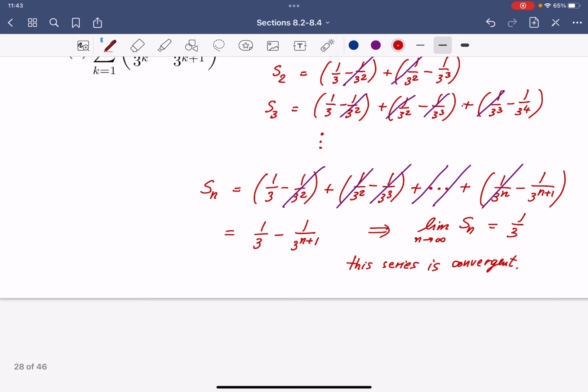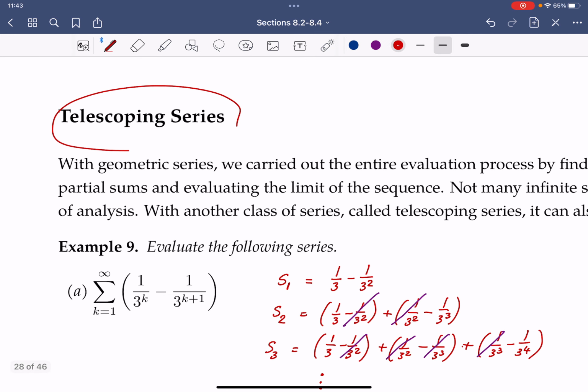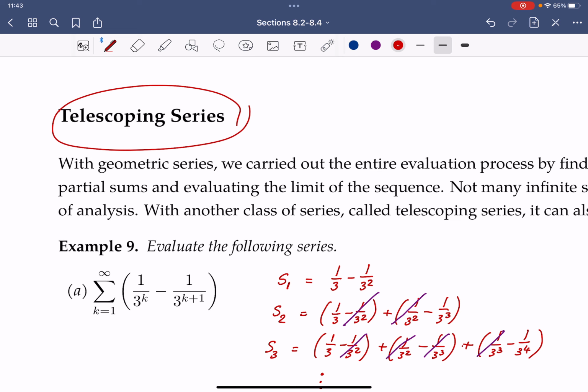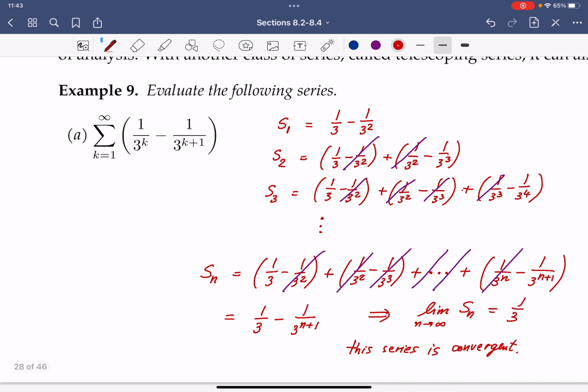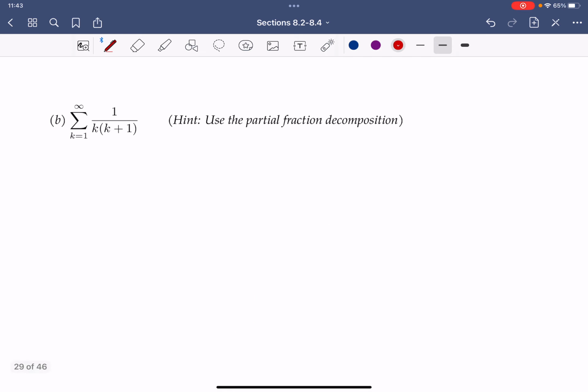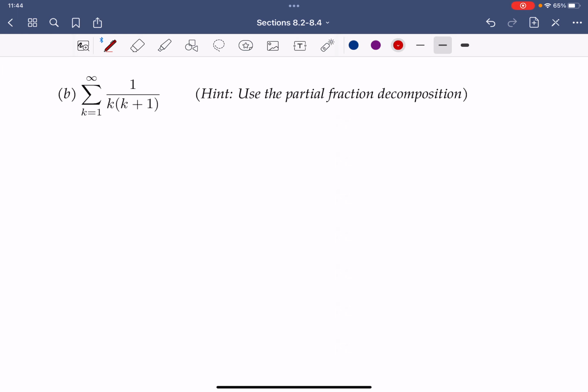I will not make it too hard for you, because on the exam I'm gonna specify use telescopic series in the question, which means if you read the question and you see the words telescopic series or telescoping series, you can use this technique. Make sense? So let's do one more example before we leave today: the sum from k equal to 1 to infinity of 1 over k times k plus 1. You can use partial fraction decomposition if you want.